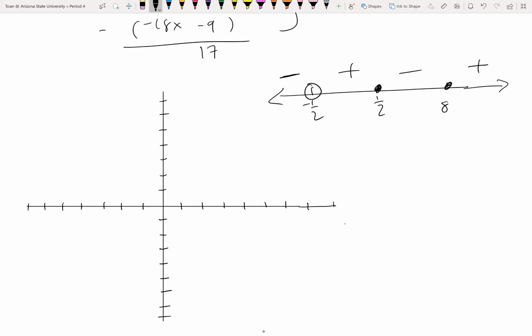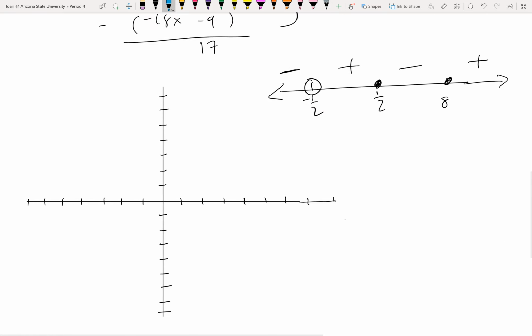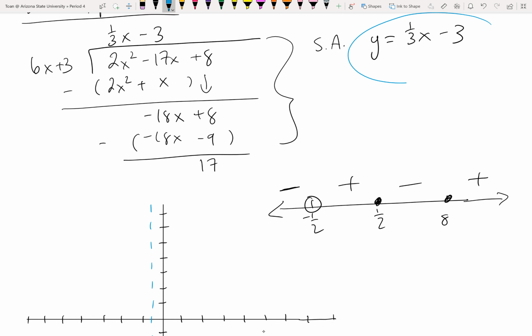Okay. So just like yesterday, I like to do my asymptotes first. So I have a vertical asymptote at x equals -1/2. And I have a slant asymptote of this guy. So just graph it like a regular line. That was unit 2, I think, sketching lines. So your y-intercept is -3. That's where we're going to start.